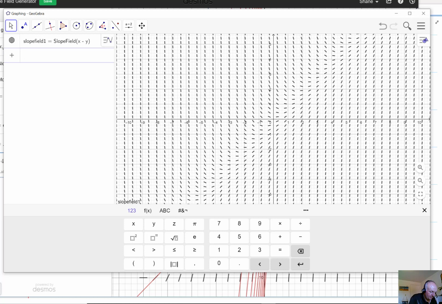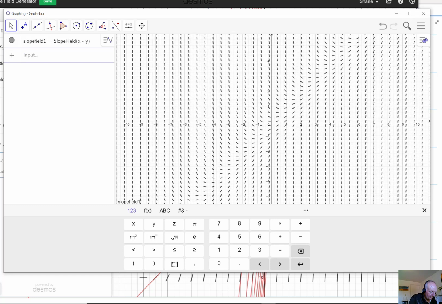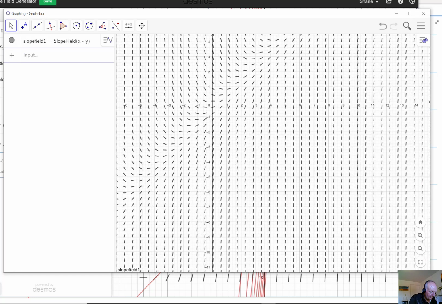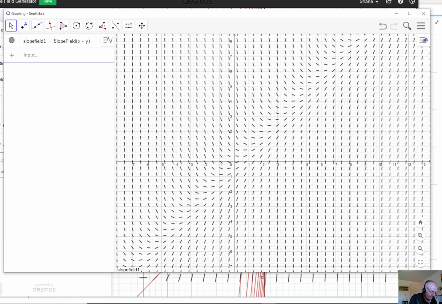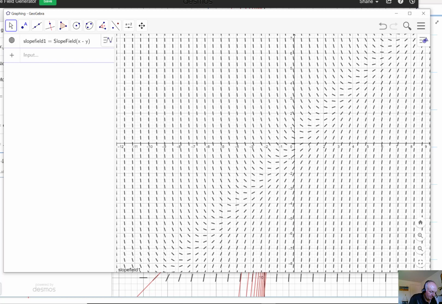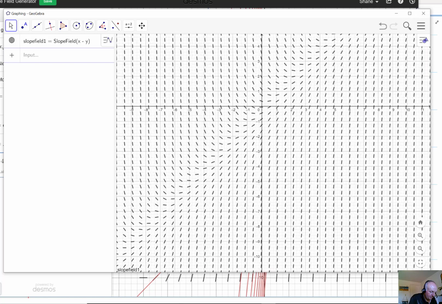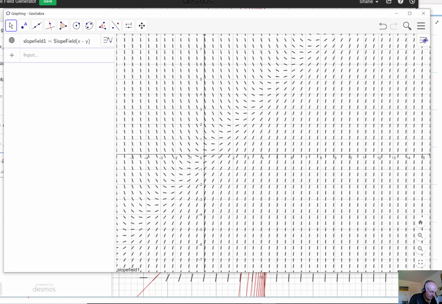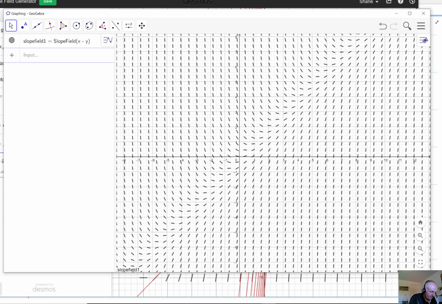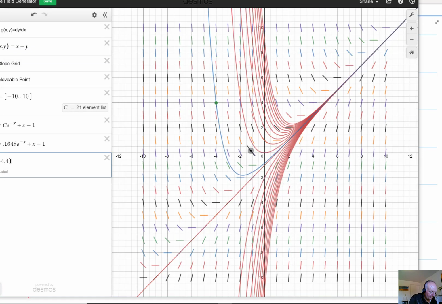And you can see the same general flow. It's a little more powerful because you can do some things with it. I can move this around and it adjusts things as I go. You can see those slopes moving to fit where the origin is. So GeoGebra offers that as an option for finding slope fields.